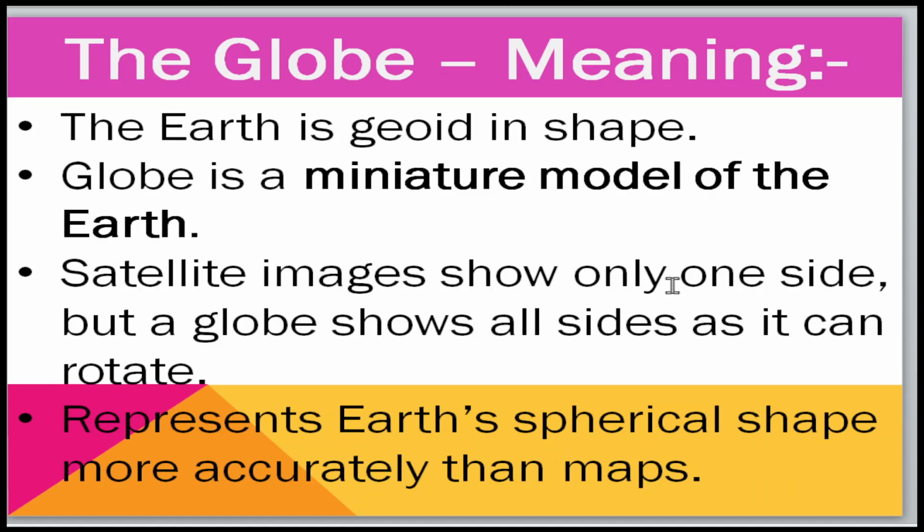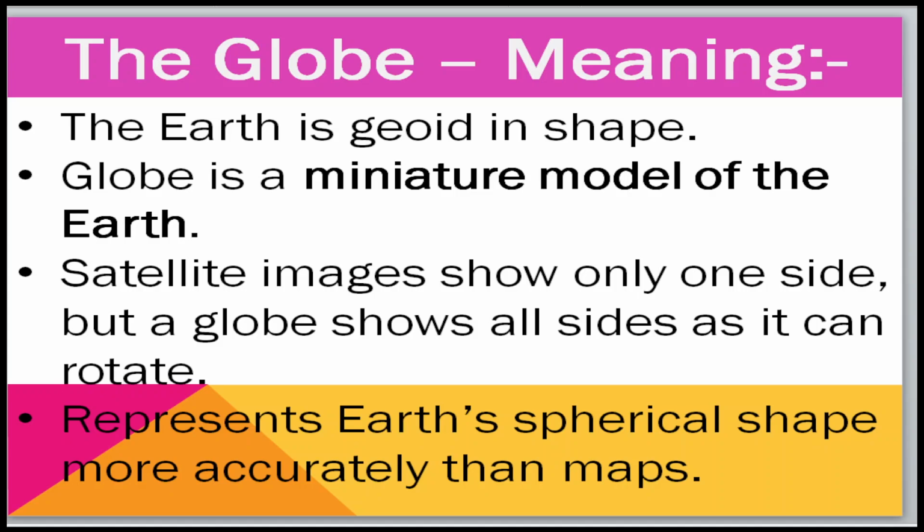Satellite images show only one side, but a globe shows all the sides as it can be rotated. So satellites provide us an earth picture, but in that we come to know only one side, whereas the globe can rotate and show all four sides.